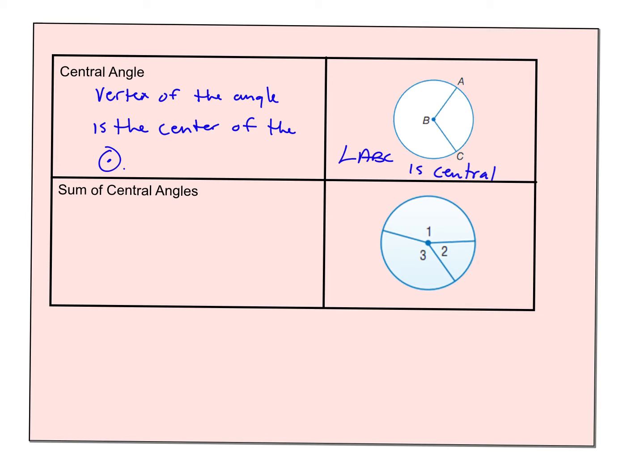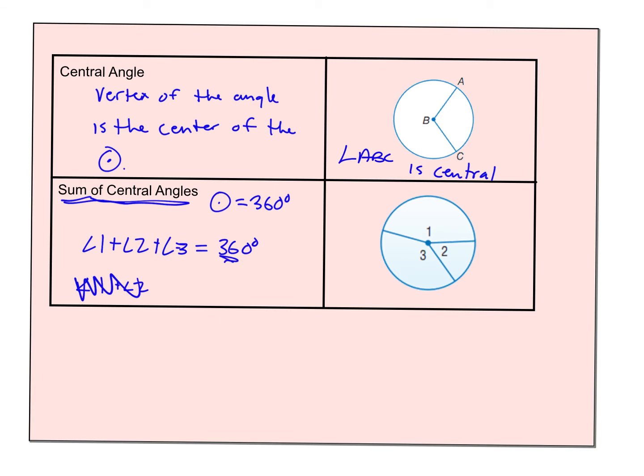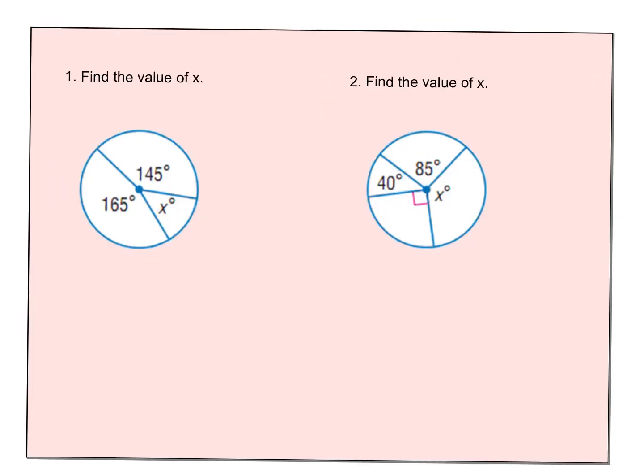All right, now the sum of central angles. As you might expect, a circle is 360 degrees. So the sum of the central angles, angle 1, angle 2, angle 3, is also going to be 360 degrees. That's all you're looking at. If I was going to add just 1 and 2, that would be something different. But if I'm adding all 3, they all have to add up to 360 degrees.